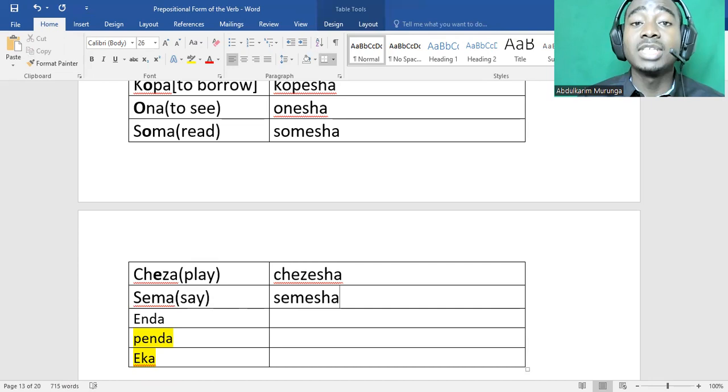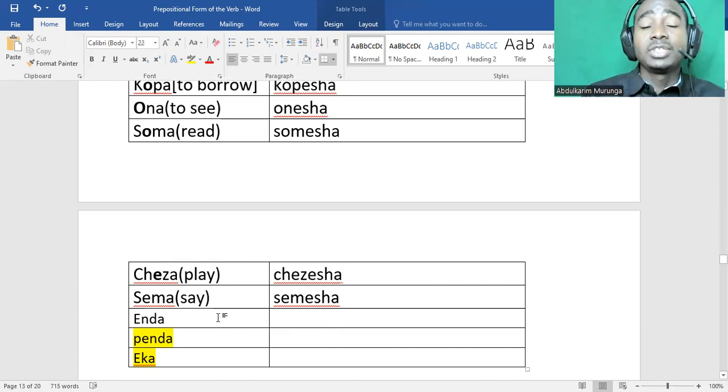Nita kusemesha. It means I will talk to you. Nita msemesha. I'll talk to him. I'll make him talk or speak or say something. Okay. Enda is to go. Enda, go.